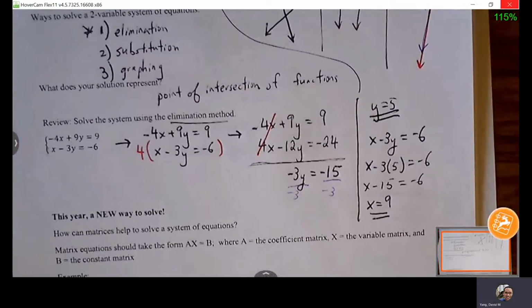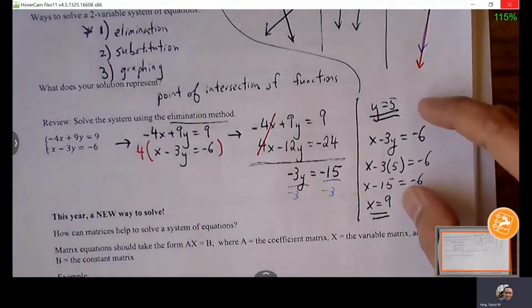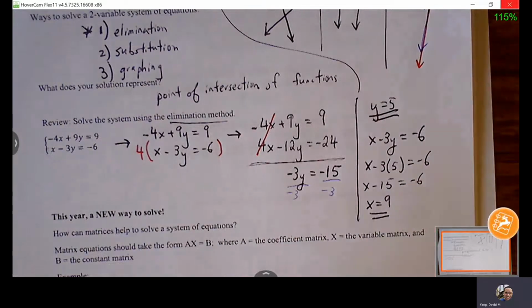So we have one solution, right? So that means these two lines will intersect at one point, and that one point has the ordered pair of 9, 5.